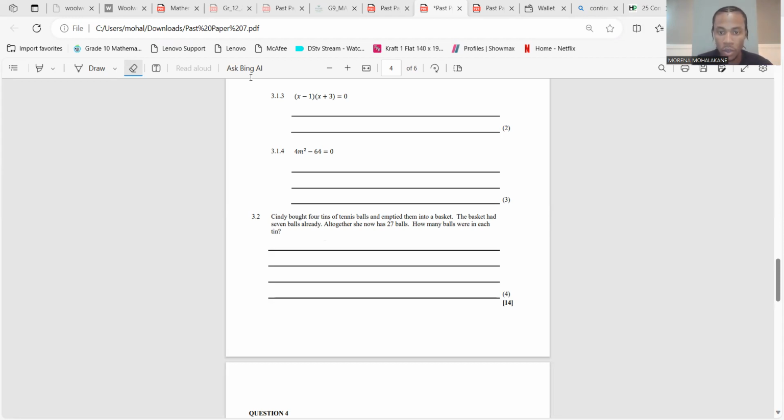Okay, we're looking for the ball. How many balls were in each tin? So that's what we're looking for. It's going to be X, right? Total number we're looking for.